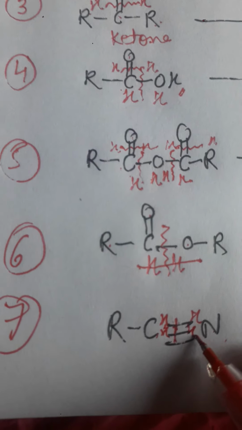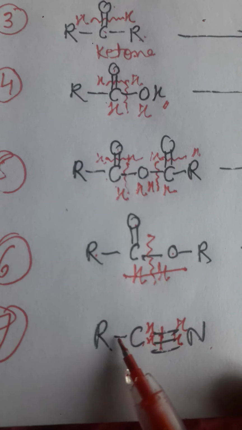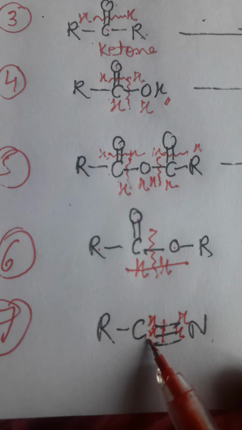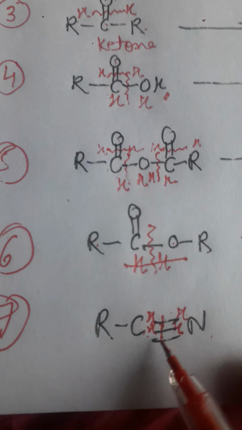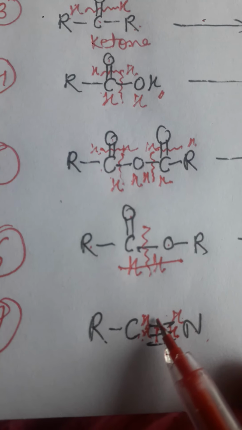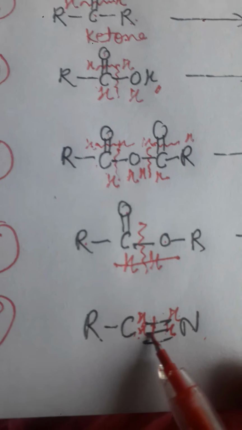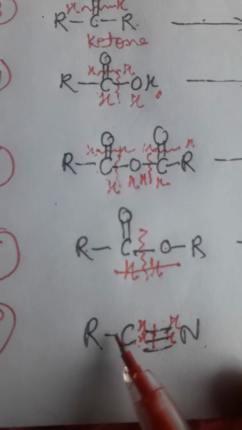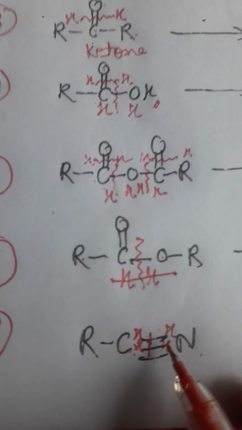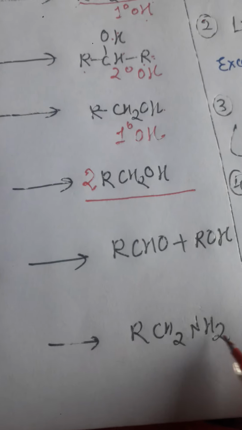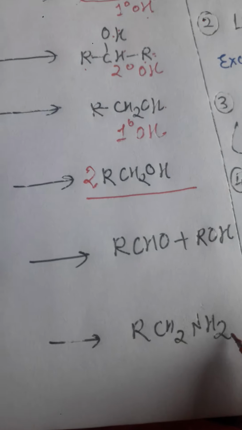So what am I getting right now? RCH2 and H2, right? I had broken down two bonds, so I have got RCH2 and H2. So the product is RCH2 and H2. Hopefully you got it. Now, this one is a reduction procedure, right?